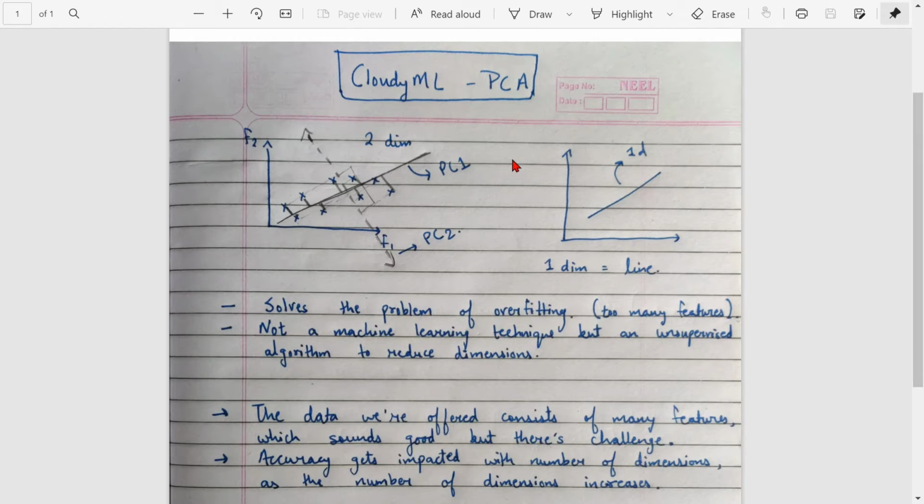PCA actually is not a machine learning technique, but an unsupervised algorithm which is used to reduce the dimensions. As we know, there are too many features. Then PCA actually solves the problem of overfitting for us. Let us look at how it solves it. Let me show you a graph here. You can see that it's a graph and it contains two features, F1 and F2. Let both of them be features, and I want to reduce them into one feature.